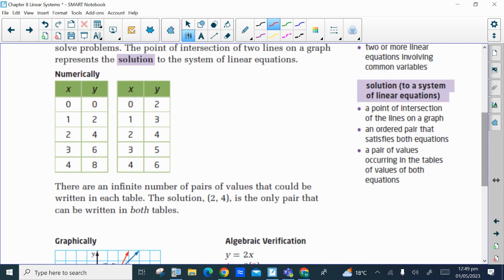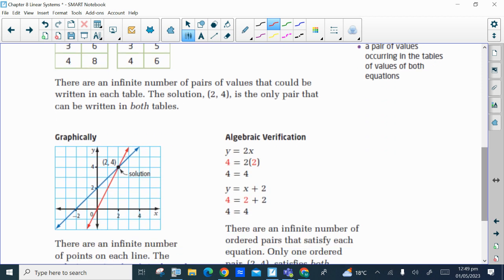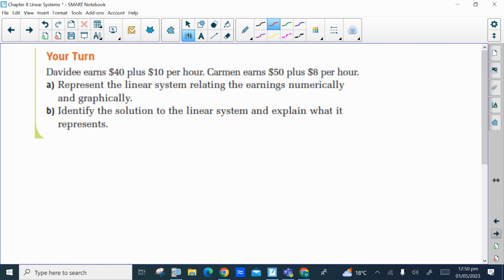Again, a solution to a system of equations is the point of intersection of the lines on a graph. It's an ordered pair that satisfies both equations. It's a pair of values occurring in the tables of values of both equations. Okay, so you can check them graphically, and then as we have been doing, you can verify them algebraically, making sure that point satisfies all of the equations.